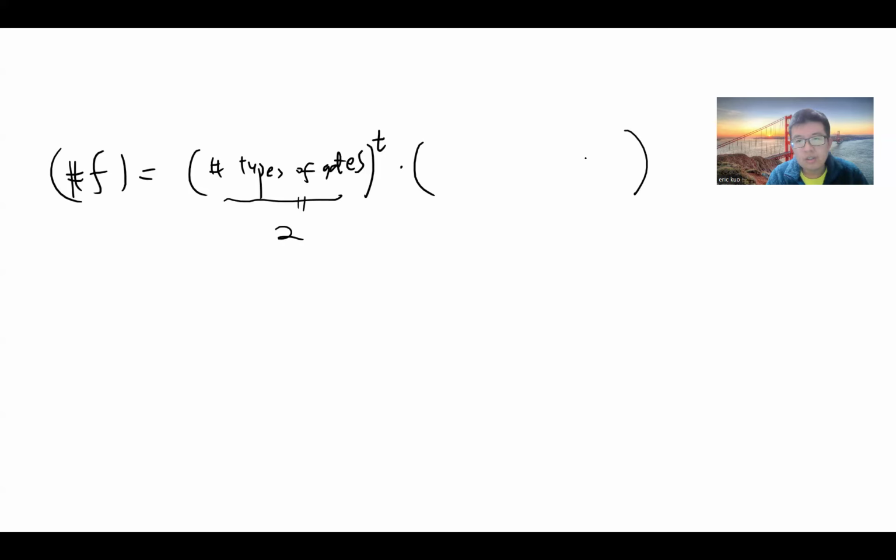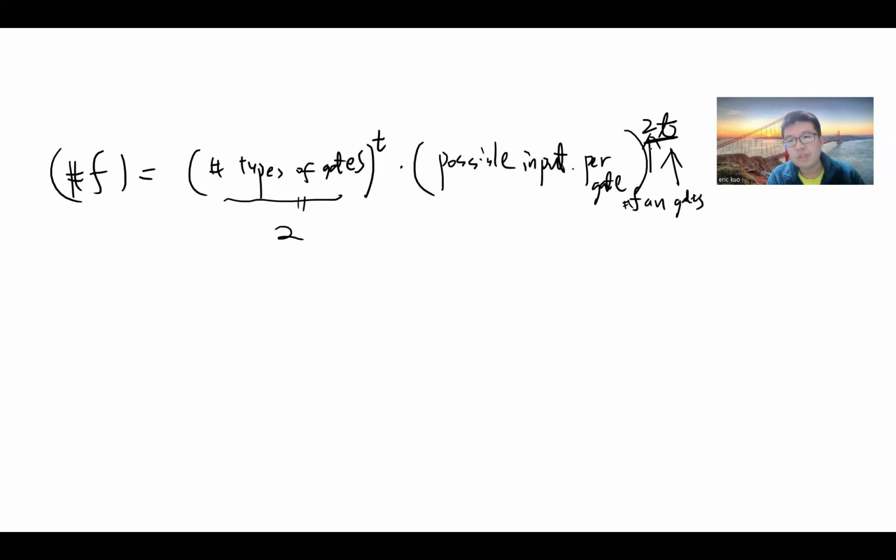And that's times, for each gate, the possible inputs. Since we assume there are two fan-ins, there are at most two choices per gate. Two comes from the number of fans; basically it's choose two, but it's just bounded by a square, and t is the number of gates. Okay, because each of the gates can choose two inputs, and there are t of them.